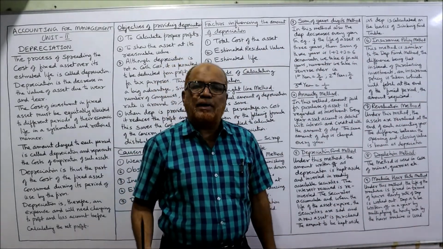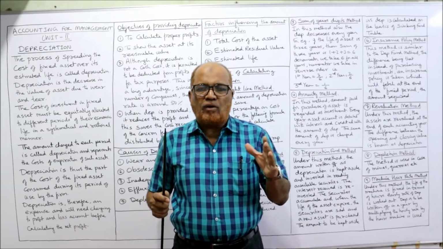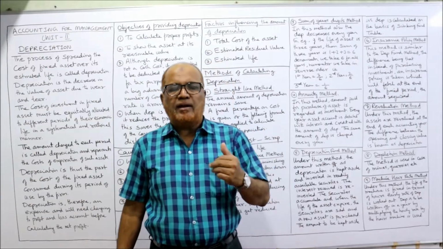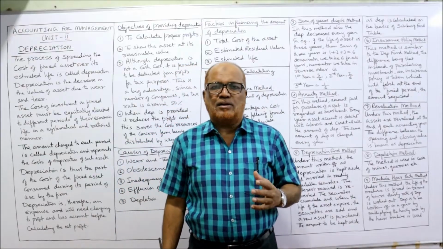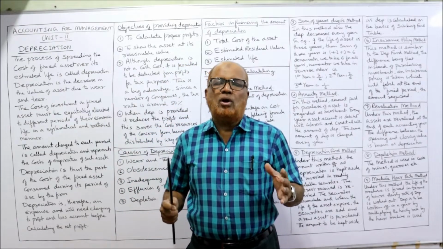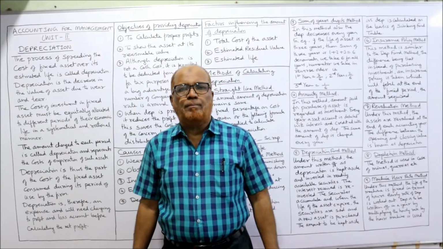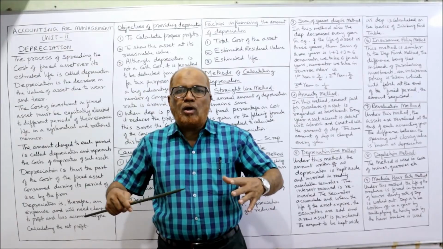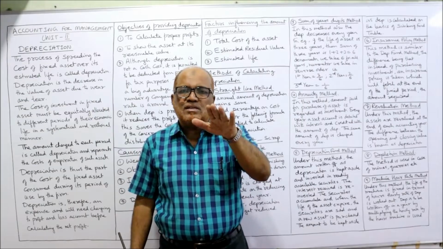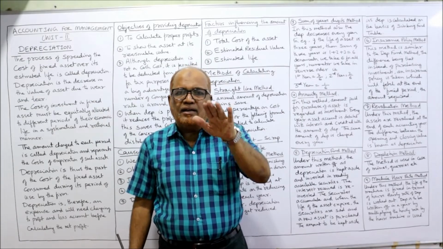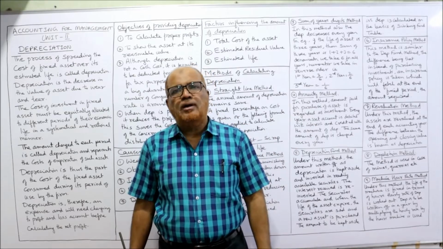Now, first of all, I'll explain the meaning of the term depreciation. Depreciation is the decrease in the value of a fixed asset due to wear and tear, lapse of time, obsolescence, inadequacy, etc. Every business will use non-current assets, fixed assets, like plant and machinery, equipment, furniture, building, motor vehicle. These are all fixed assets. By using the fixed asset every year, the value of the fixed asset will decrease. That decrease in the value of the fixed asset over a period of time is called depreciation.